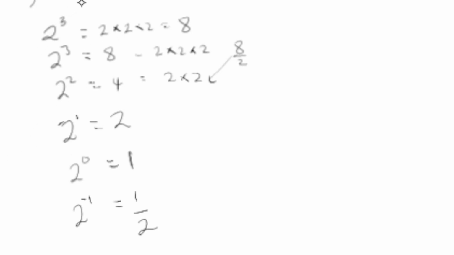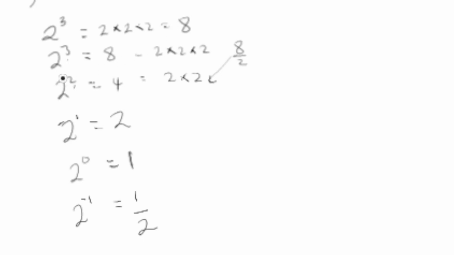Okay, so we said 2 exponent 3, and then the exponent was reduced by 1. Like you see, each step we reduce the exponent by 1. So 3, 2, 1, 0, -1. And then for the answer, we divide the previous answer by 2 to get the answer for the next one. So here 2 exponent 3 is 2 times 2 times 2, which gives us 8.